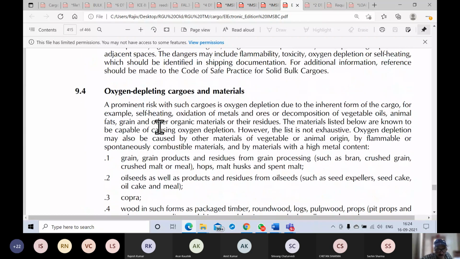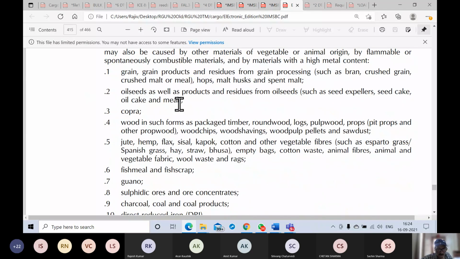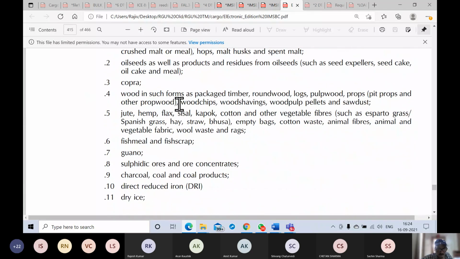Some cargoes are recognized as oxygen depleting cargoes. They do not give out any toxic gases, but they are recognized as oxygen depleting cargoes. They have a tendency to absorb oxygen from the atmosphere, leading to depletion of oxygen in the cargo space. And these are the examples.